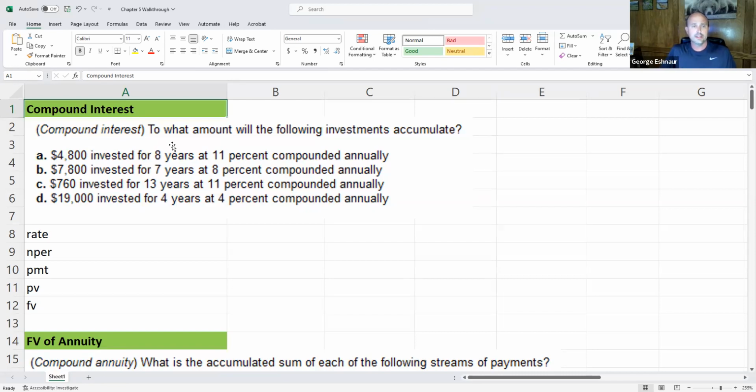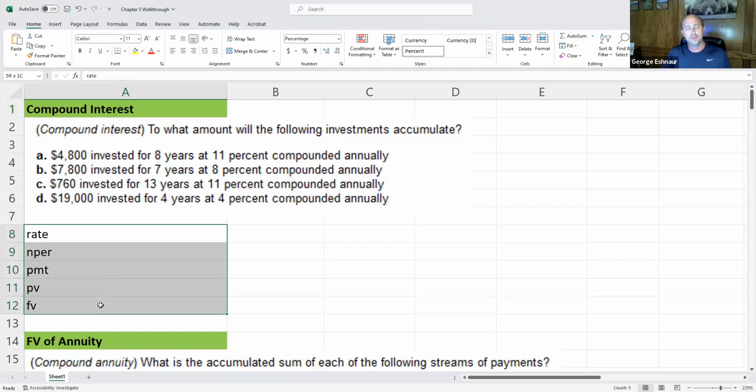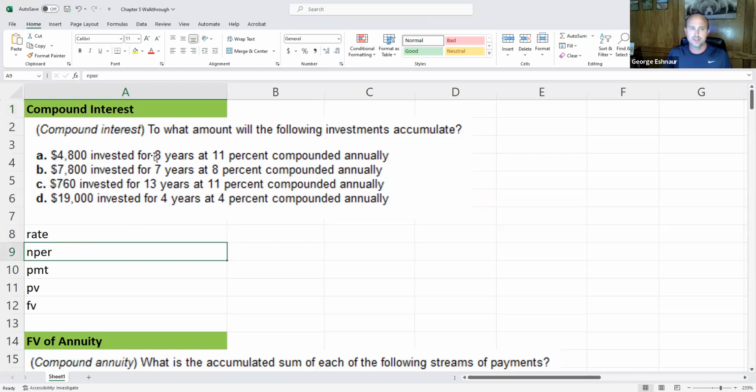So we're looking at, to what amount will the following investments accumulate? What if we invested $4,800 today for 8 years at 11%, compounded annually? We'll go into some a little bit later that are compounded semi-annually or even quarterly or monthly. But for starters, I typically lay out all of my future value, present value calculations in this fashion. Rate, number of periods, which is our years or months or quarters, whatever we're looking at. Payment, which we don't have on this one. We have our present value and we have our future value.